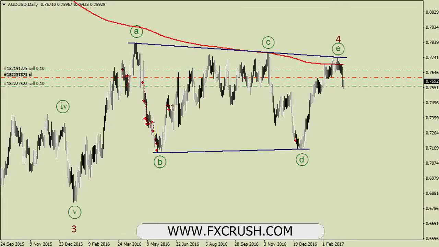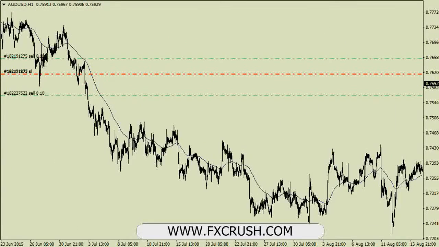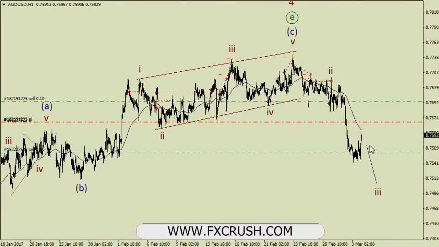We've got a pullback from the upper side of this triangle on Australian dollar, so we could have another bearish impulse which could be wave 5. And as you can see on the 1 hour chart, there's a possible impulse in wave 3 where small wave 4 is about to end. I mean, it could be like 1, 2, 3, 4 and 5.